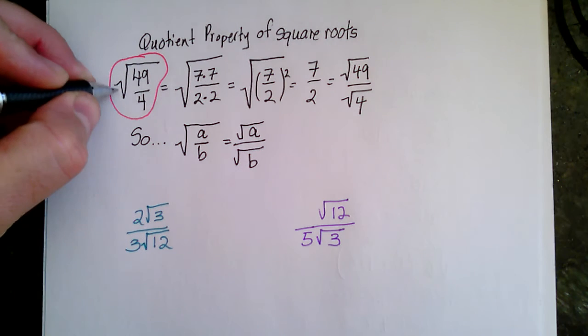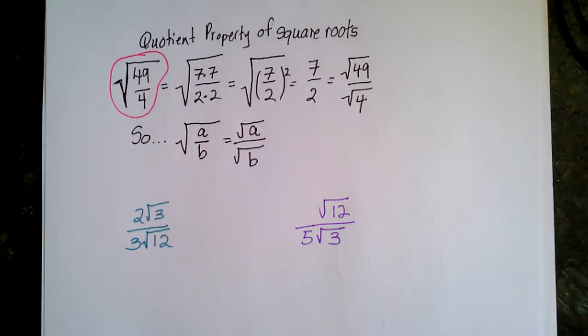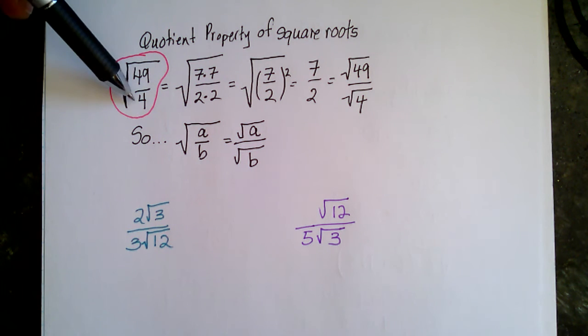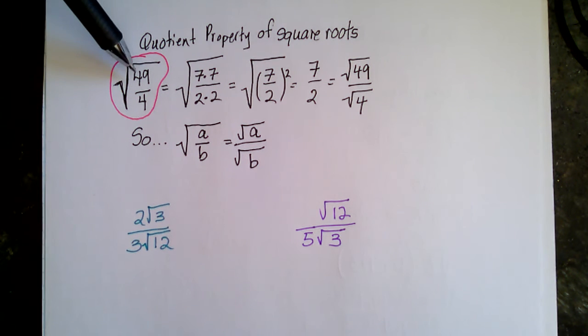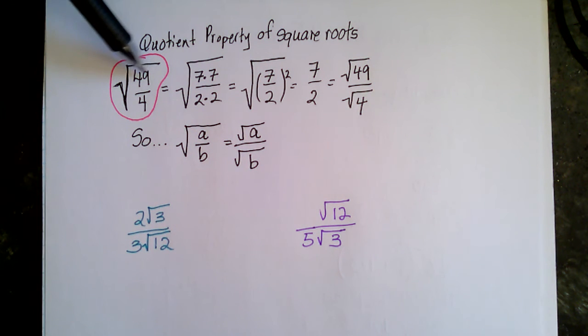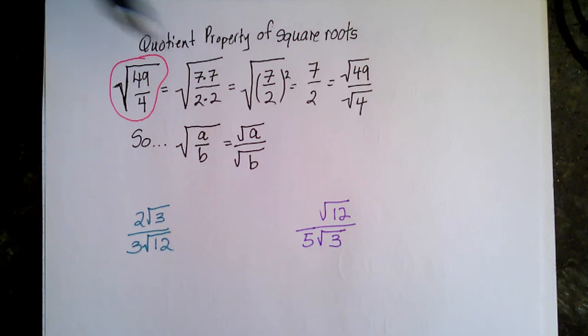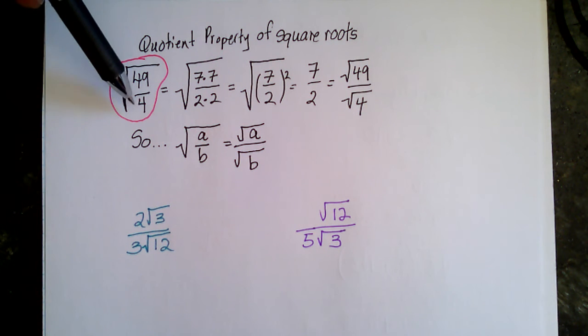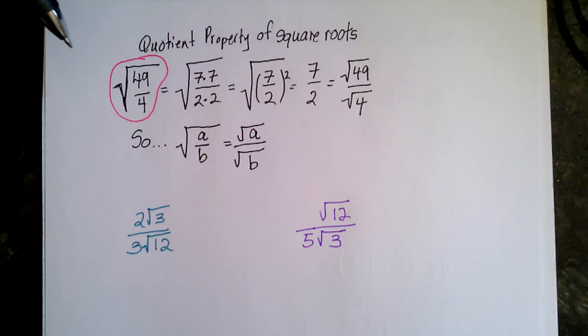And just to make sure everybody understands, this root goes all the way below both numbers, the numerator and the denominator. So let's break this down. If I take each individual part, the numerator and the denominator, and I break it down based on what I know about square roots, I can conclude that the square root of 49 is the same as the square root of 7 times 7. And the square root of 4 is the same as 2 times 2.